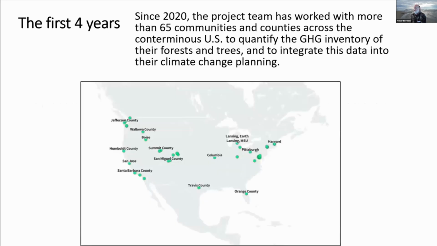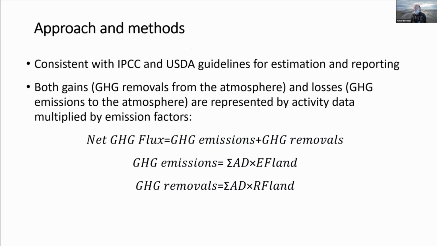And in the first 4 years since the tool was available, we've worked with about 65 different communities and counties across the U.S. via training sessions and one-on-one consultations about improving or adding forests and trees outside forests to their greenhouse gas inventories. And we've generally had very good support. Some of them have included this data in their greenhouse gas inventories. Some have chosen just to learn a little bit about their forests and then consider what additional actions they might take and might like to undertake.